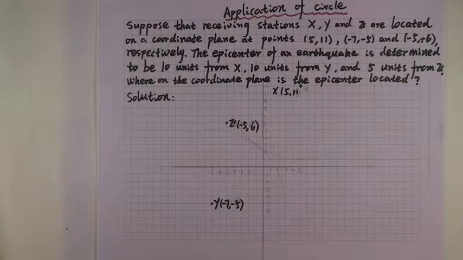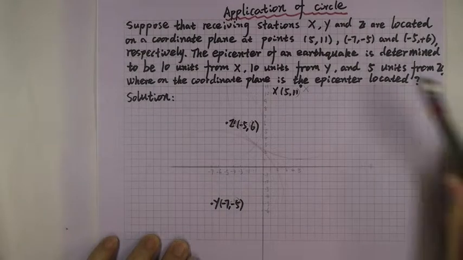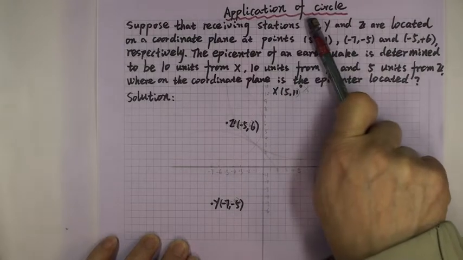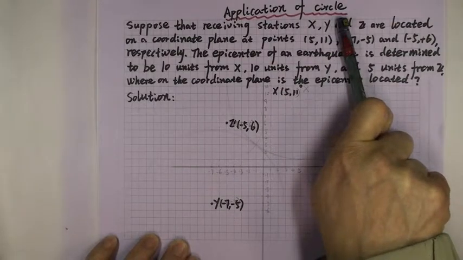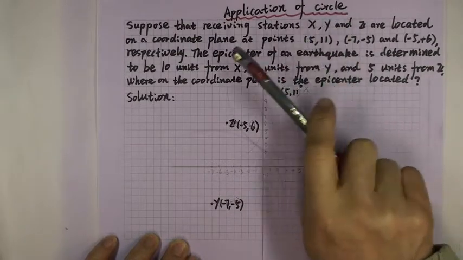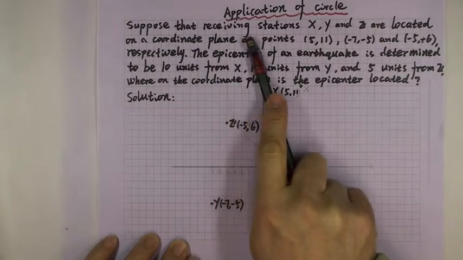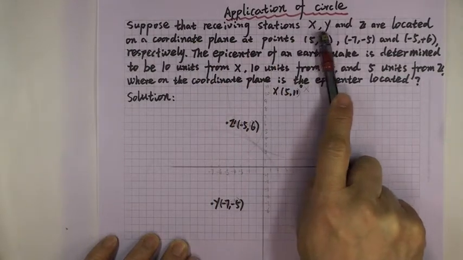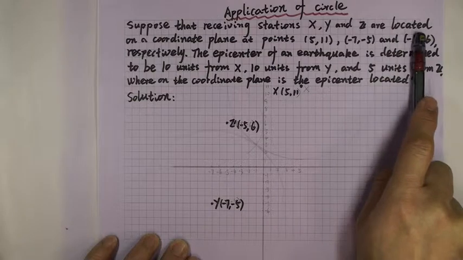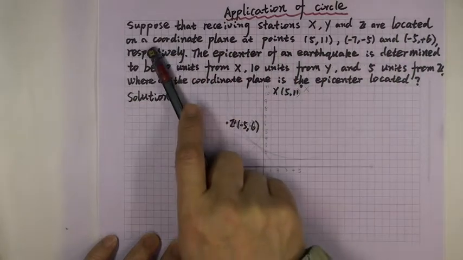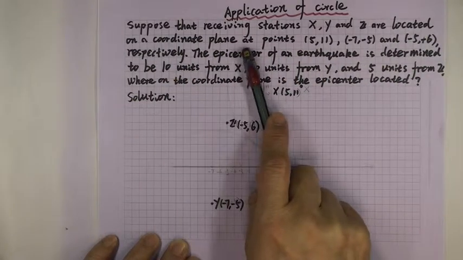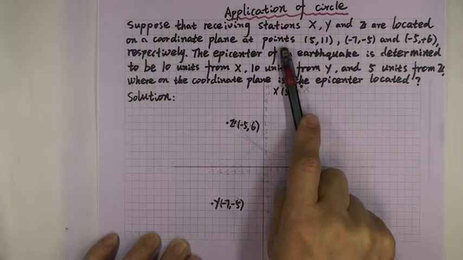In this lecture, we will talk about application of circle. Suppose that receiving stations X, Y, and Z are located on a coordinate plane at 3 points.